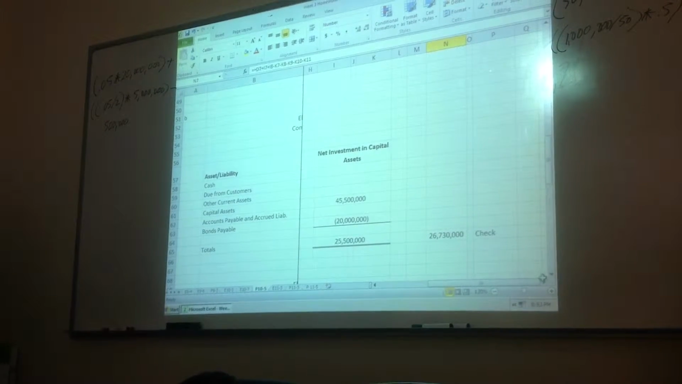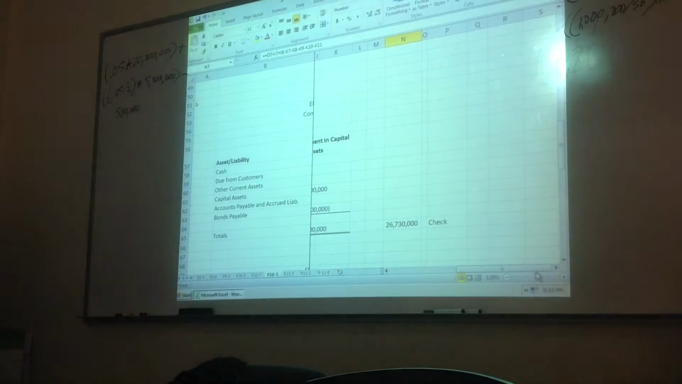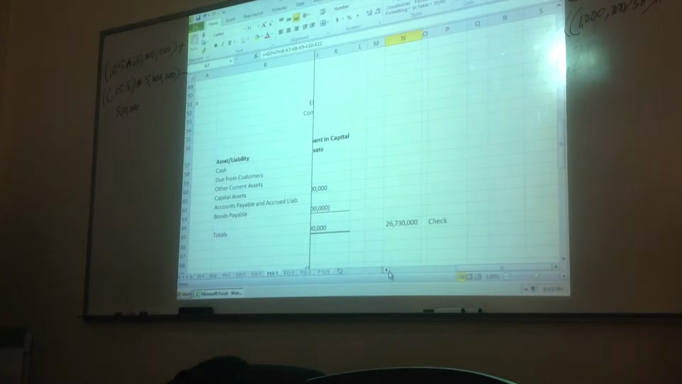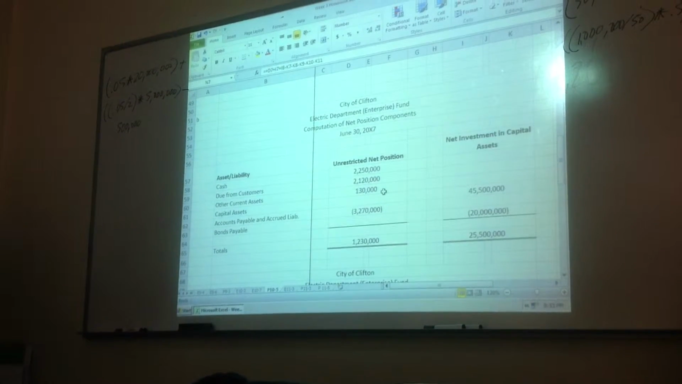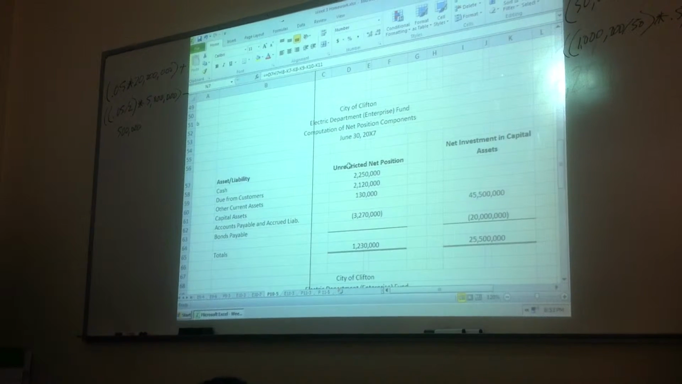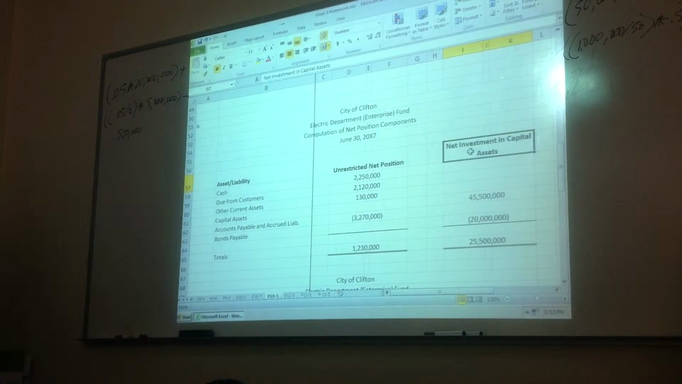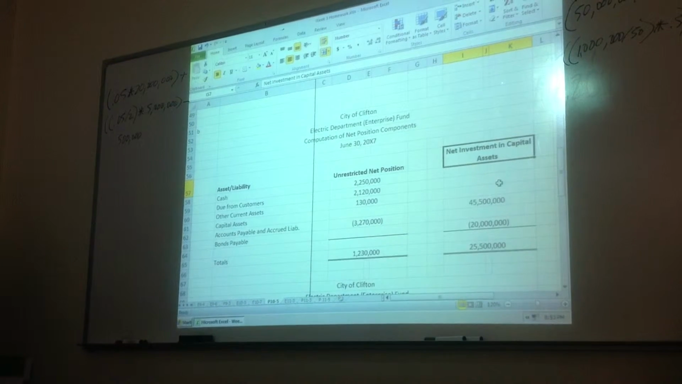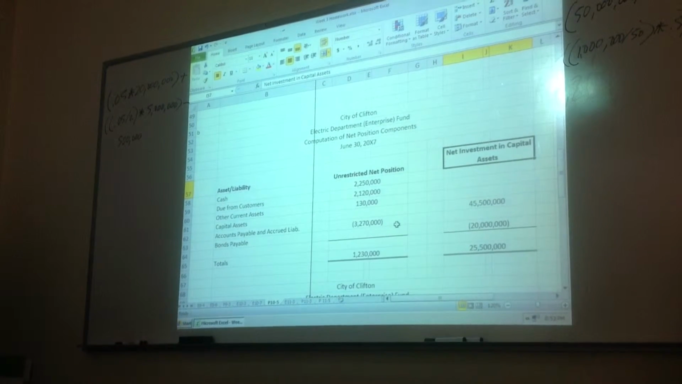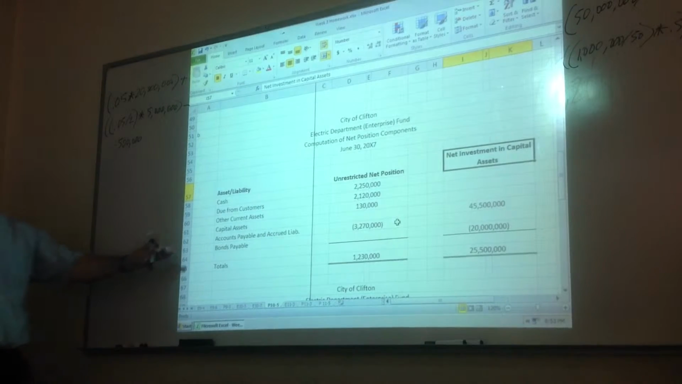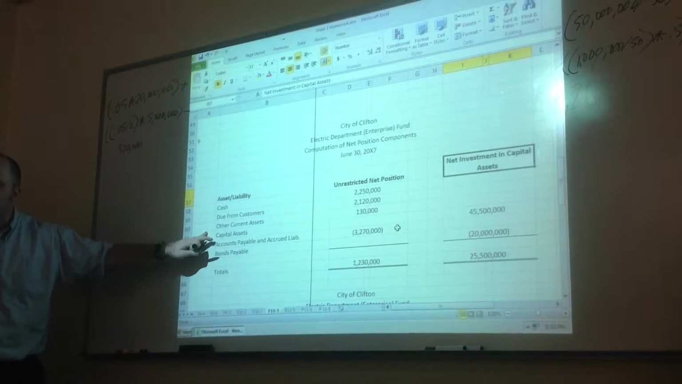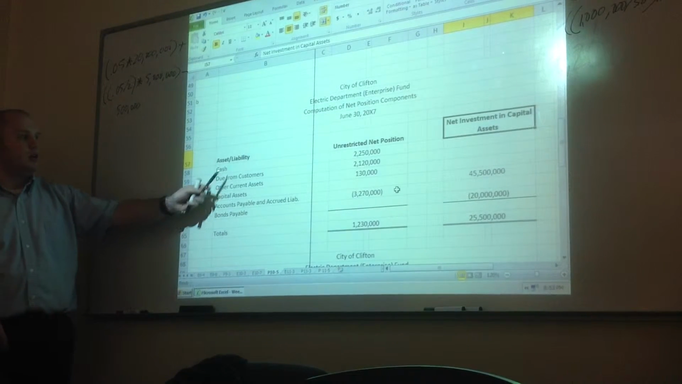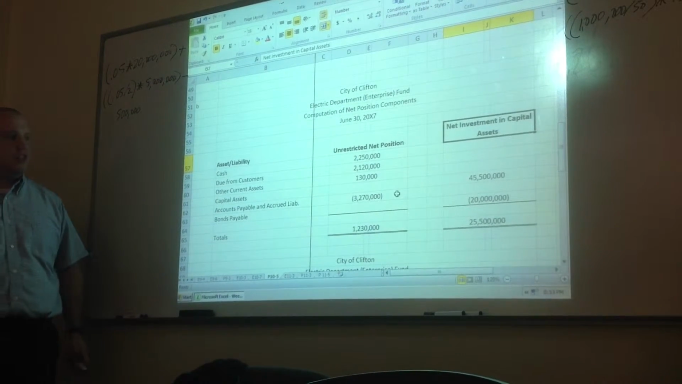I'll go back. They ask you to then take the balances and figure out, for net position in B, what is unrestricted and what is net investment in capital assets. Okay? So, you've done this, too. You just may not think of it this way or remember it exactly like this. But in some of your presentations, you did this.